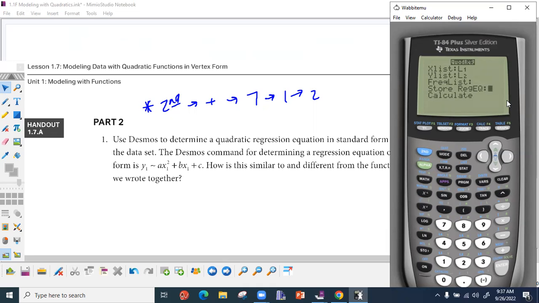So in order to store, this is very key. You're going to have to press vars. Once you get down to store reg EQ, we're going to press vars.